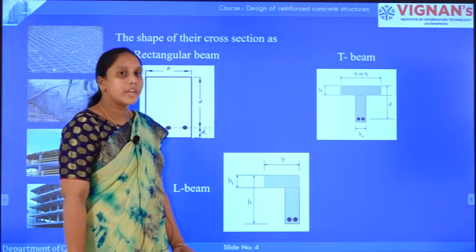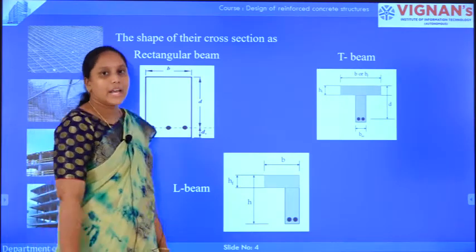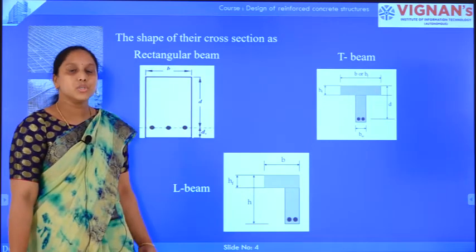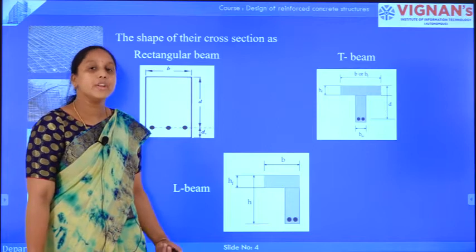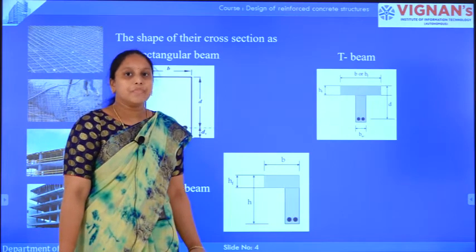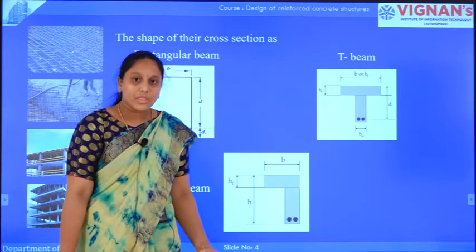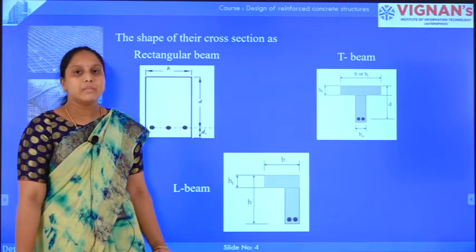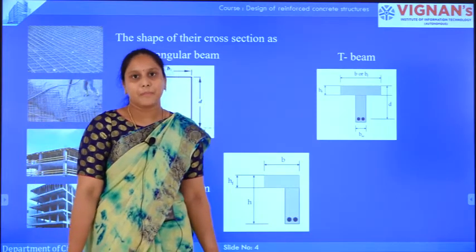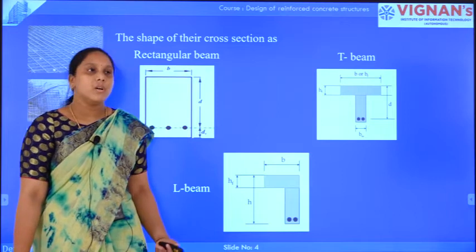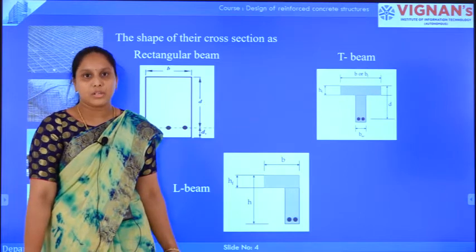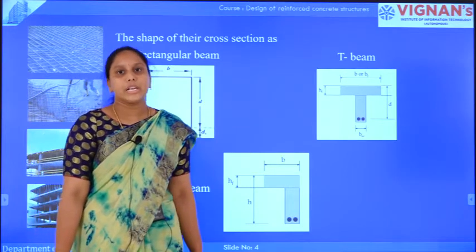In most cases you might have seen rectangular beams, but you might not have seen T-beams and L-beams. So, where can you see these T-beams and L-beams? T-beams and L-beams are seen in a structure when the slabs as well as the beams are casted monolithically. For example, if you are constructing a building, while casting, the beams as well as the slabs are casted together, that is, monolithically at the same time.